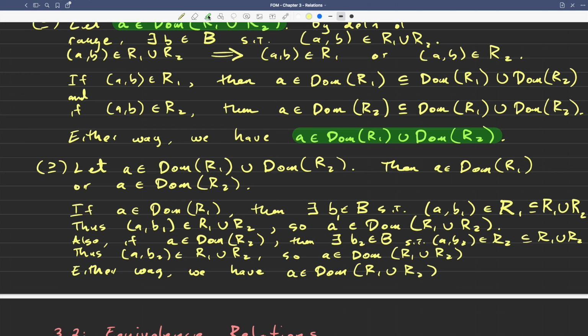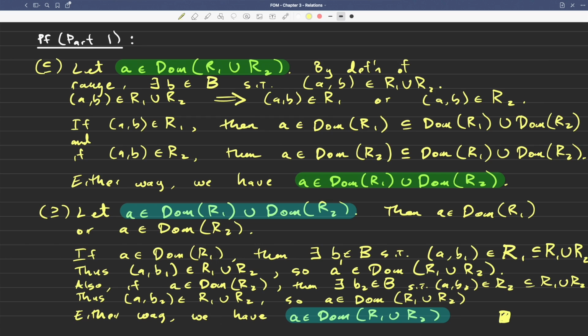And then when we think about what we were out to prove originally, well, we started with A in the union of those separate domains, and we arrived at A had to be in the domain of the union of those two relations. And so we've proven the reverse containment, and having proven both containments, we've got equality, so we're done.